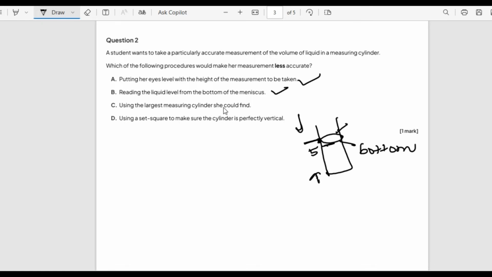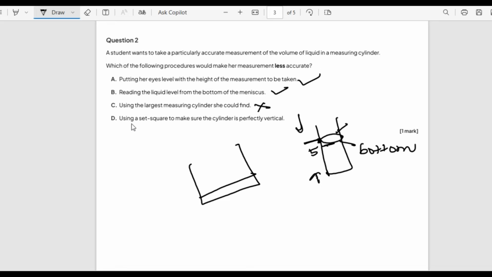Using the largest measuring cylinder she could find. Yes, if she uses a measuring cylinder which is very wide, very large, the height difference will be very low. If you take a large cylinder, the height difference will be very low, and when the height difference is low, the accuracy reduces. To get a more accurate answer, we take the narrow one so that the height difference is very sharp and we are able to read it, right? So this one, yes, from doing this she can get a less accurate answer.